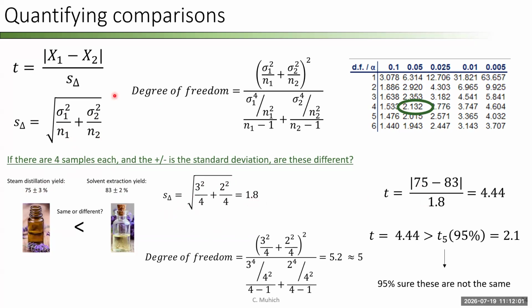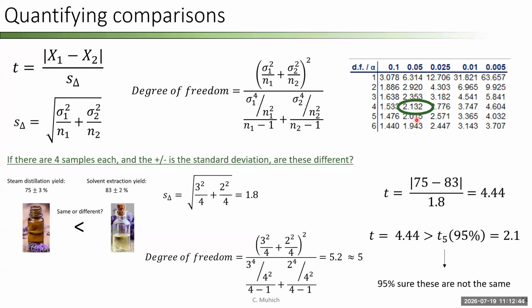When I plug this into this equation, I end up with 1.8. I can go over to t, right? T is the absolute value of x1 minus x2, so 75 minus 83 over 1.8. This gives me a t-value of 4.44. So as soon as I'm seeing high t-values, this is starting to look like they should be different. We still, though, need to look at our number of degrees of freedom. If I plug the numbers into this equation, we should get 5.2 degrees of freedom. This is approximately equal to 5.